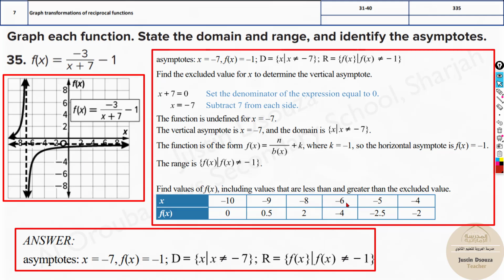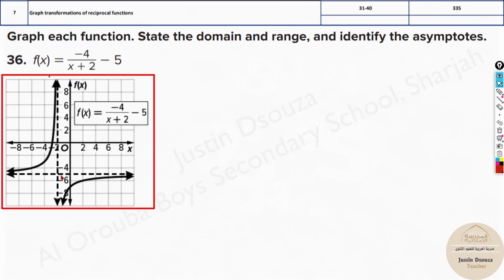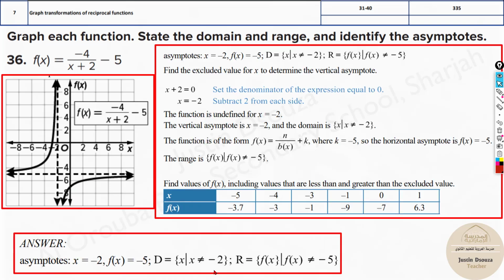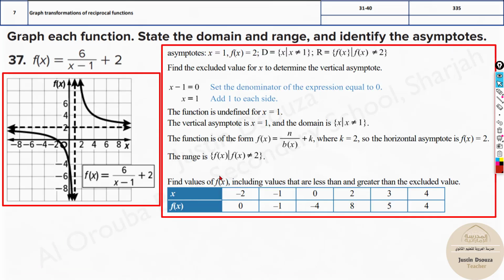Use the calculator and figure out the graph. You can also make the tables from the calculator as well, but the direct way to find the correct graph is easier than any other method. Here you can see the horizontal asymptote will be at minus 5. The vertical asymptote will be where the denominator equals 0. It will be minus 2. So that's how we can easily solve all these problems.